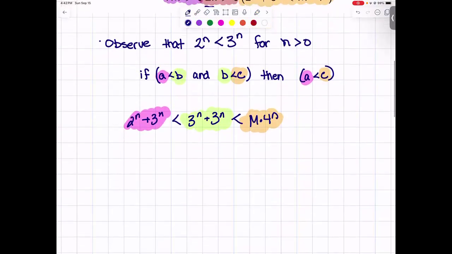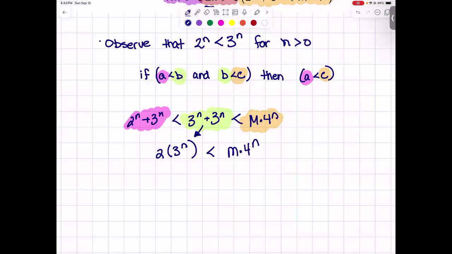So the next thing we want to do is shove those 3^n's together. That comes directly from there. And that's going to be less than m times 4^n.